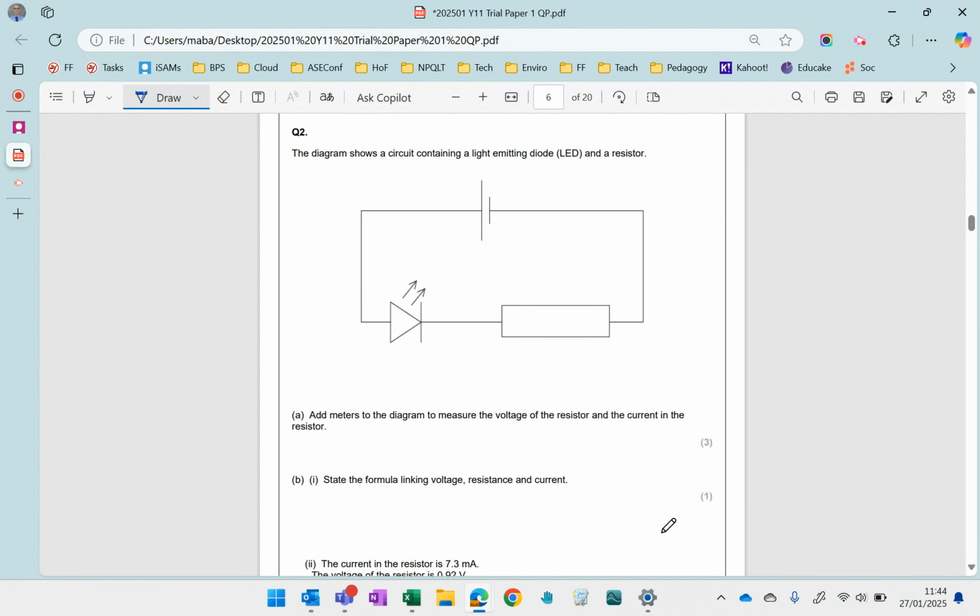Okay, question 2 continues with the electricity topic, and it says add meters to the diagram to measure the voltage of the resistor and the current in the resistor. So the first thing that we need to know is for voltage we need a voltmeter, and we've got to use the correct symbol, which is a capital V inside a circle.